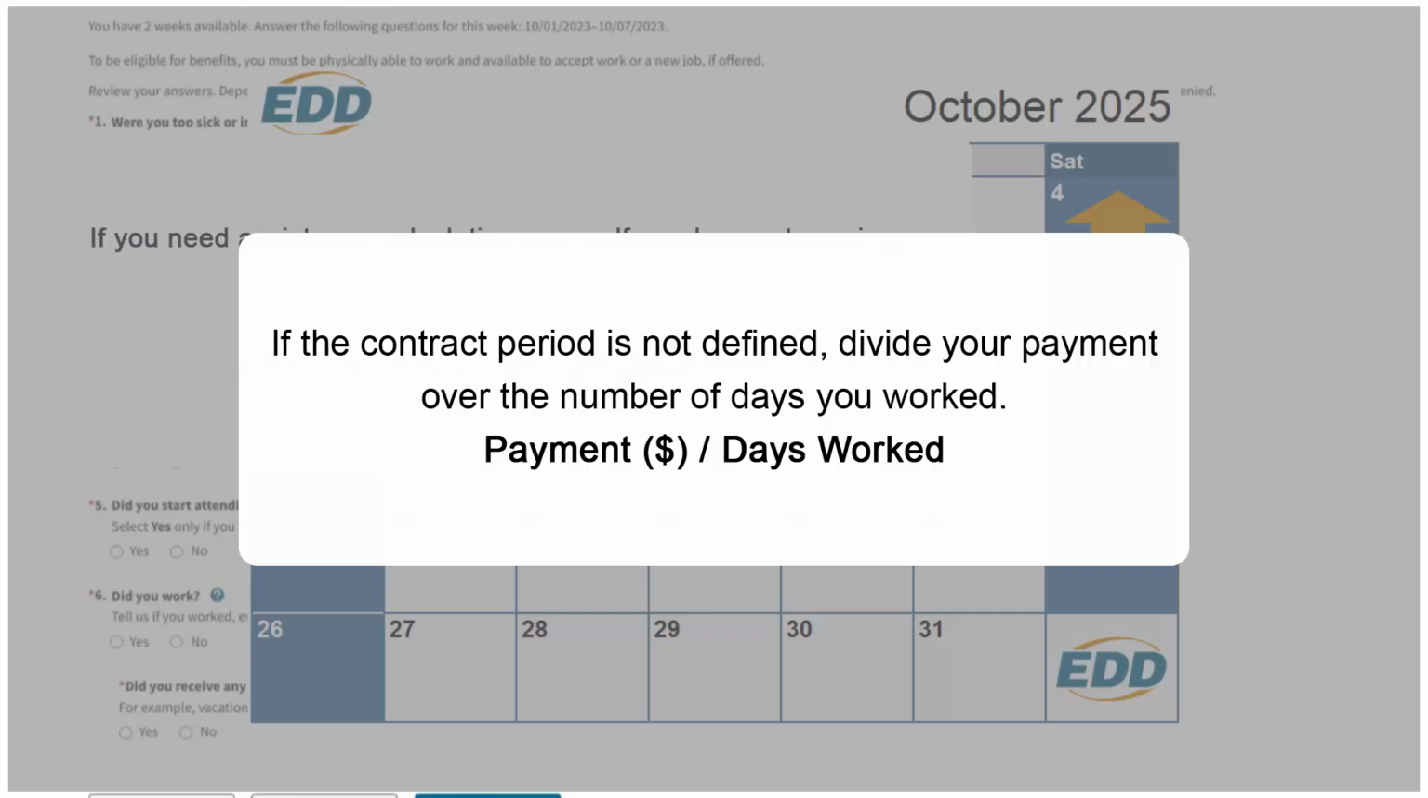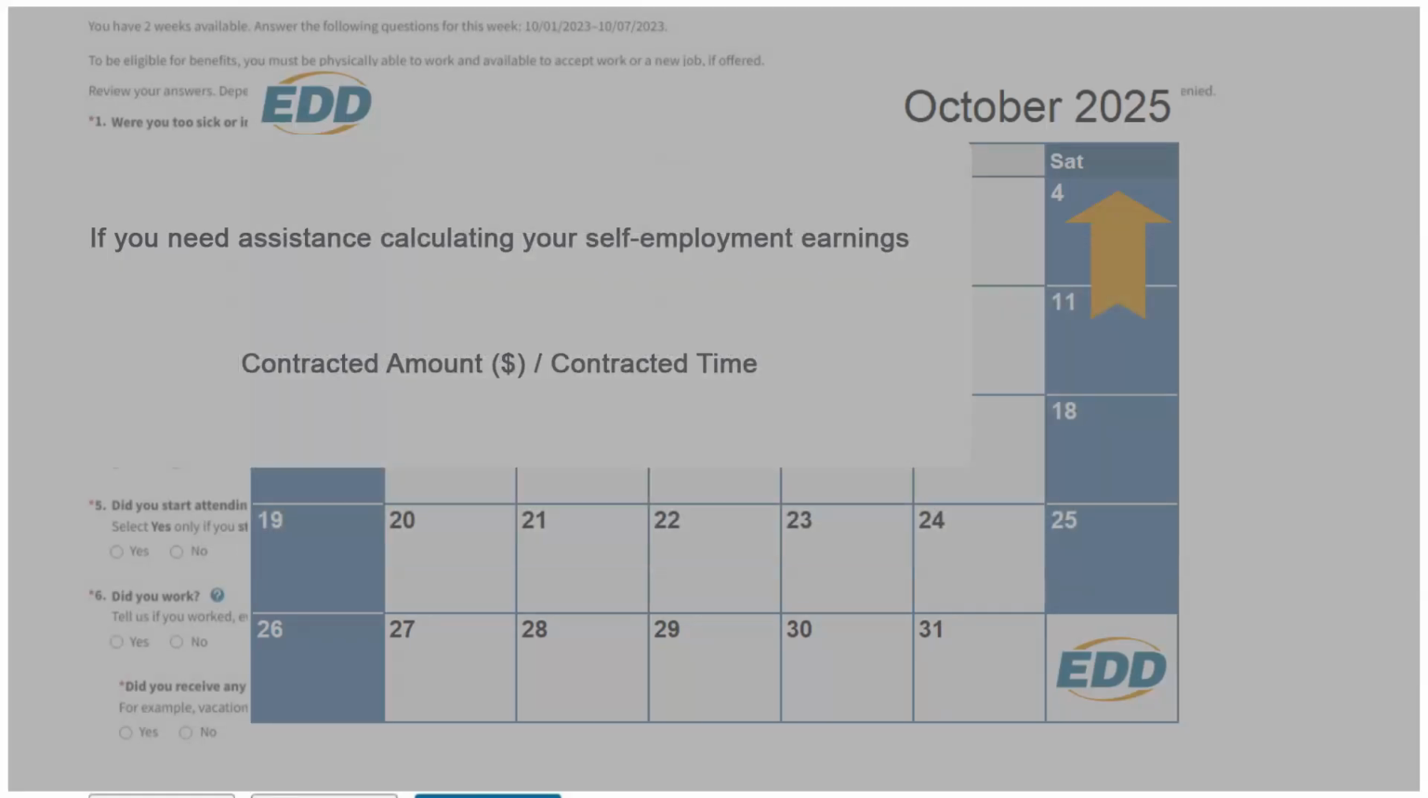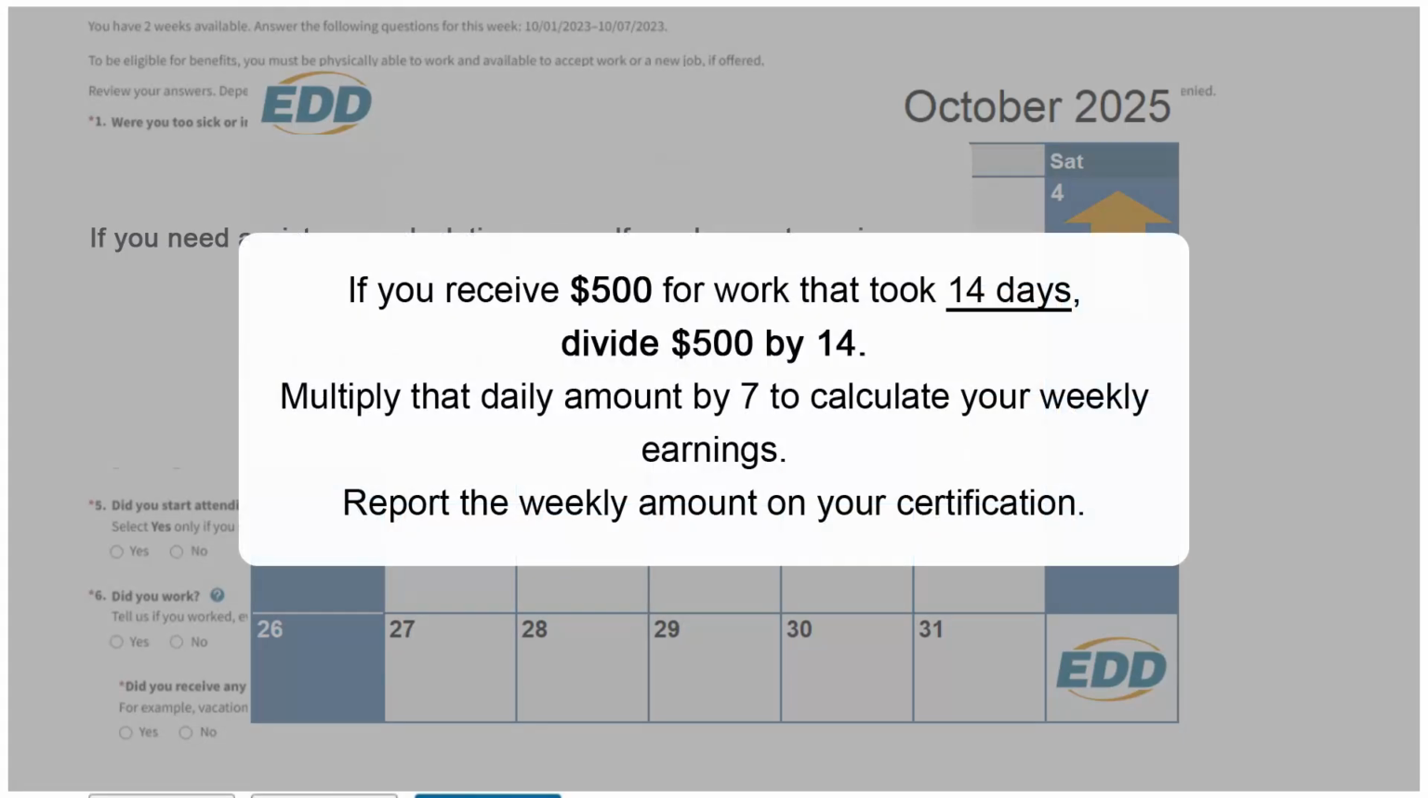If the contract period is not defined, divide your payment over the number of days you worked. For example, if you received $500 for work that took 14 days, divide $500 by 14. Multiply that daily amount by 7 to calculate your weekly earnings. Report the weekly amount on your certification.